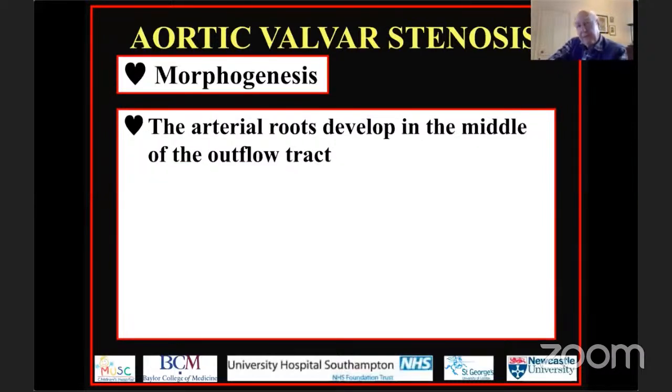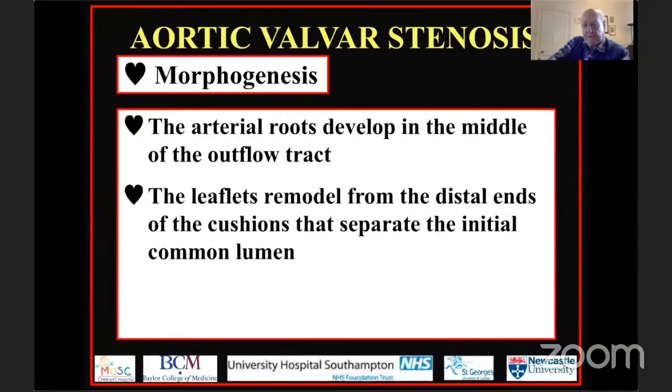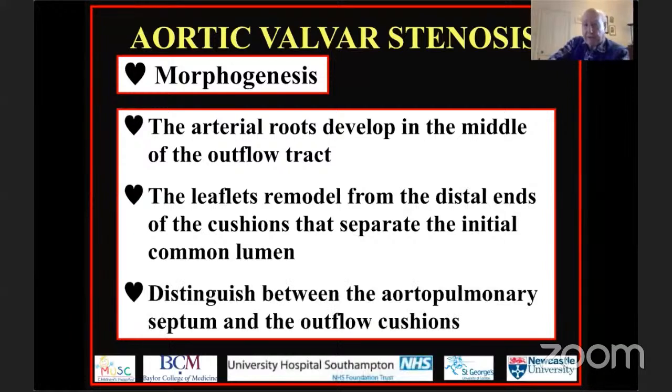So let me now put this into the context of morphogenesis and try to explain to you how and why we have these different phenotypes. Because what we've been discussing in recent weeks is that the arterial roots develop in the middle of the outflow tract. And what I'm going to show you is that the leaflets remodel from the distal end of those cushions that separate the initial common lumen of that outflow tract.